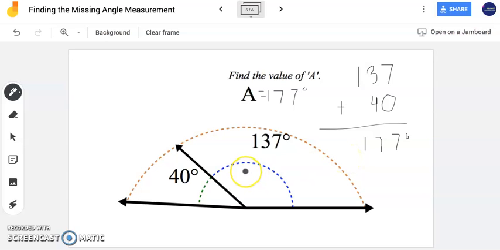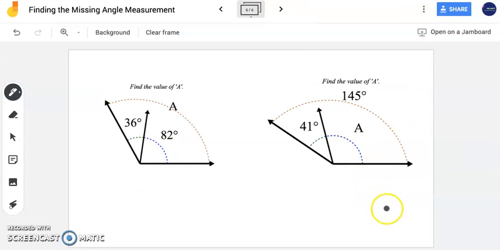Now notice again, all I did was take the two pieces and find the sum. Notice I rewrote the degree measurements on the side and simply added. Now in today's activities, you're going to see these two types of problems. Again, the first type of problem is going to be like this. Notice we have both pieces of the angle. Your goal is to find the total angle measurement.